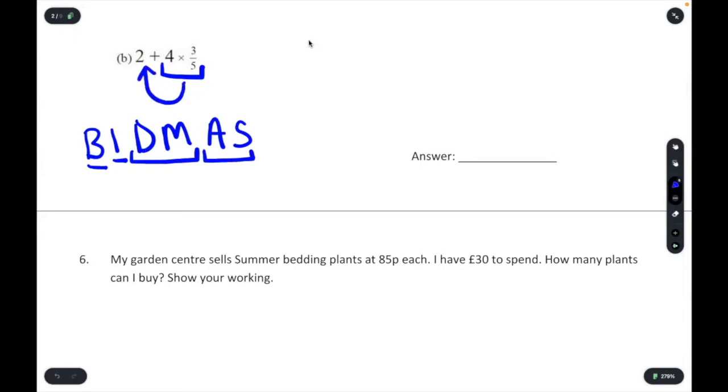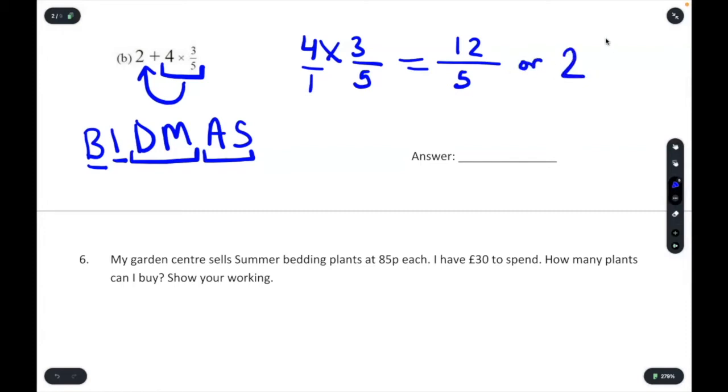So first of all, let's do the 4 times 3/5. Well, 4 is the same as 4/1. This just becomes 12 on the top and 5 on the bottom. When we have 12/5, this is known as an improper fraction where the numerator is bigger than the denominator. So we can turn that into a mixed number and say this is 2 wholes and 2/5.